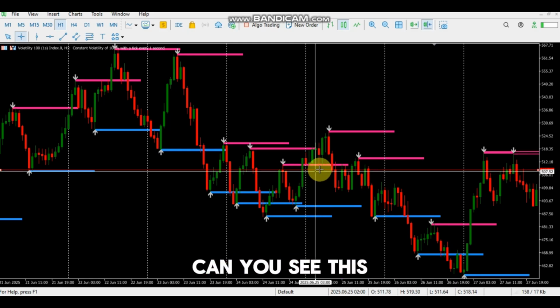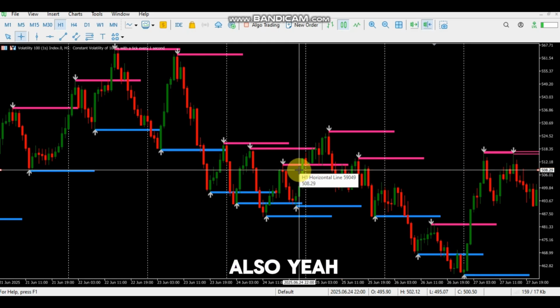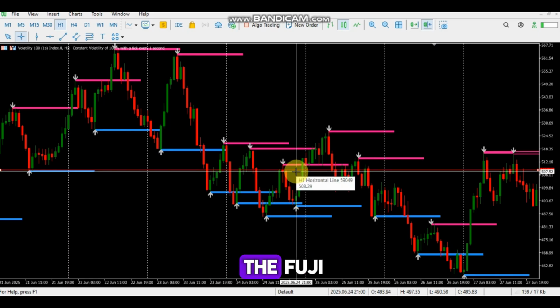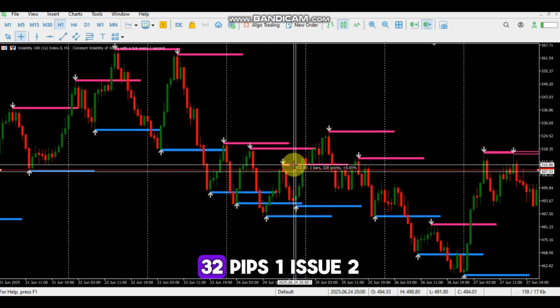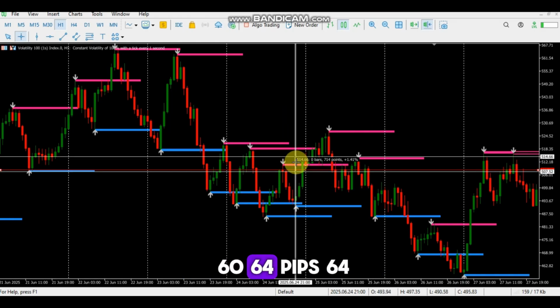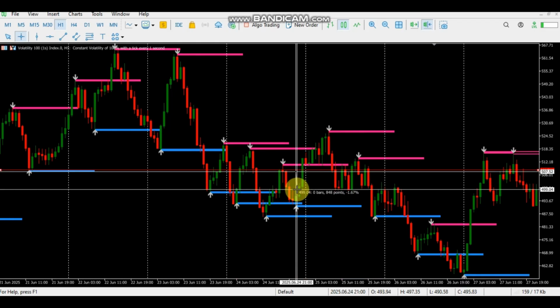Can you see this one here also? Yeah, I will make use of this one. If I make use of this one, can you see this one is still under the FVG? It's under the FVG, which is how many pips? 32 pips. 1:2 is before the higher high. That will be 64 pips. 64 pips with this place.